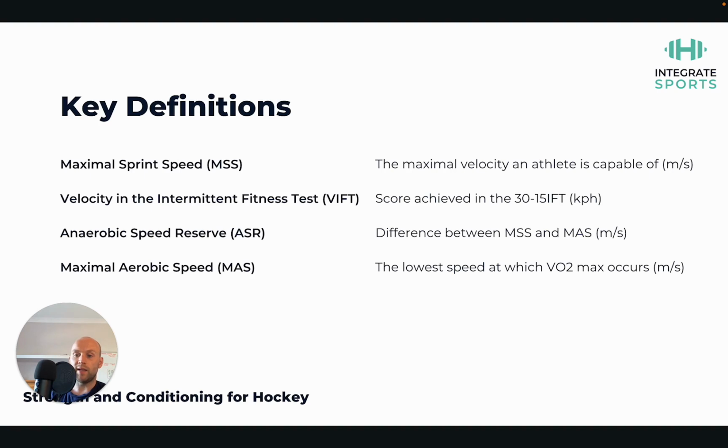Maximal aerobic speed is the lowest speed at which VO2 max occurs, and we'll be looking at that in a lot more detail. But in effect, the higher this is, the more you can tolerate high intensity work. It is related to things like total distances achieved. The higher the playing level, the higher the score needs to be. And so this is a very, very important measure.